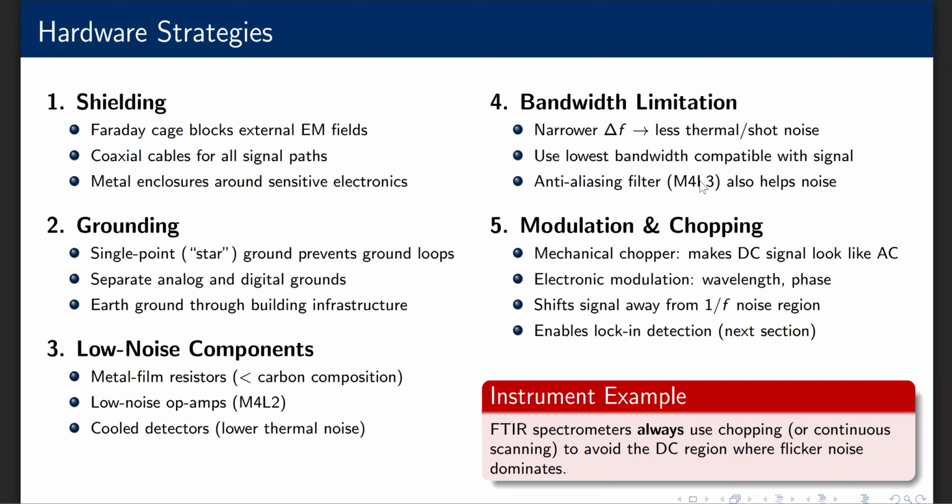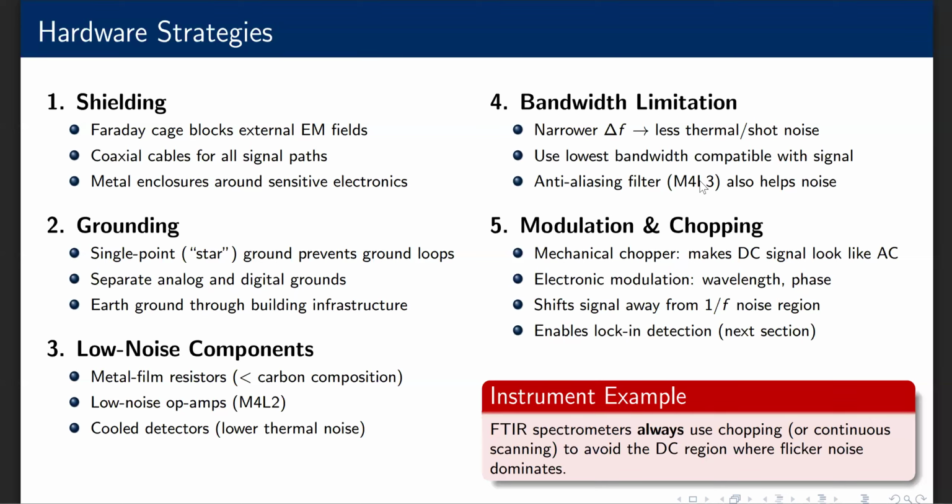Low noise components. So metal film resistors are much quieter than carbon composition. Low noise op amps, cooled detectors. Remember Johnson noise scales with square root of temperature, so cooling reduces it, which is why high-end spectrophotometers have Peltier cooled or even liquid nitrogen cooled detectors.